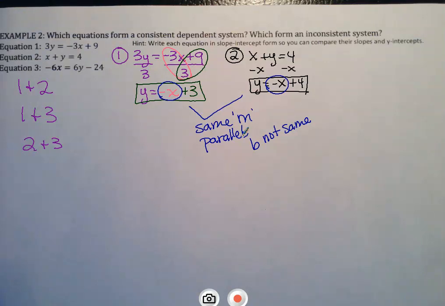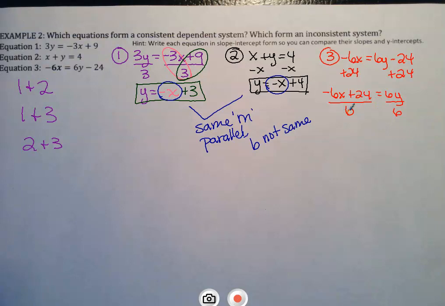So are they the same line? No, they're not the same line. Okay, perfect. Let's do equation 3 then. Get it in slope-intercept form. So we've got negative 6x equals 6y minus 24. Add 24. Okay, we can add 24 to both sides. So we'll have negative 6x plus 24 equals 6y. Divide by 6.